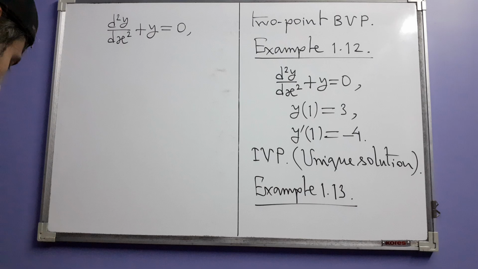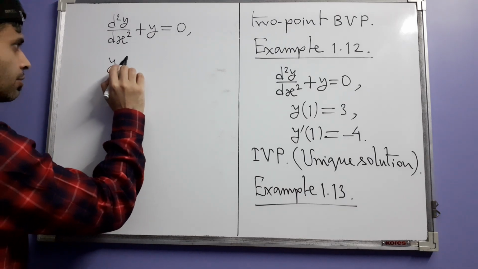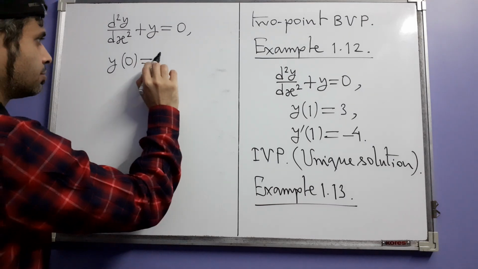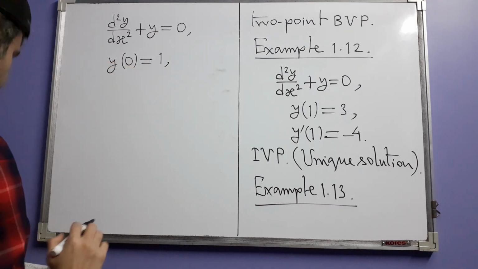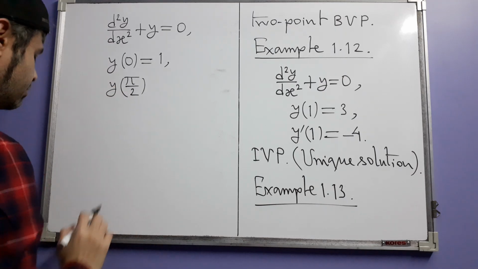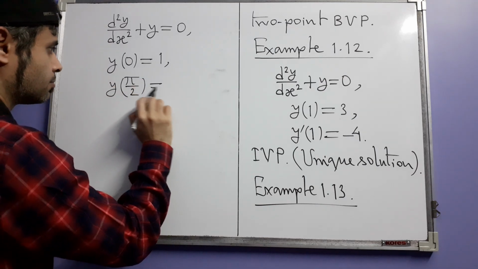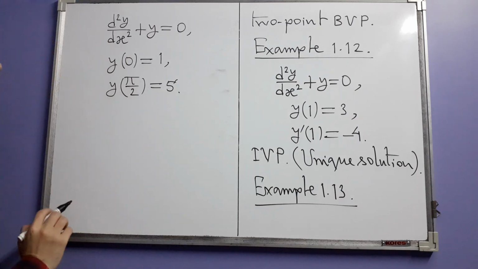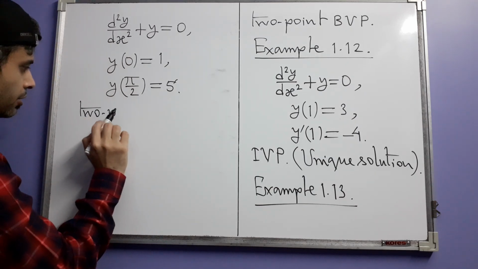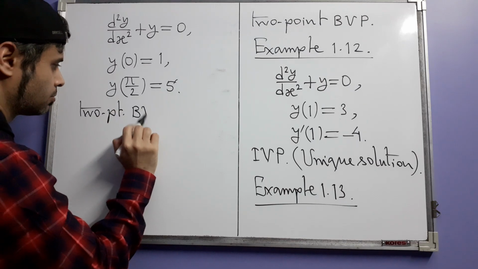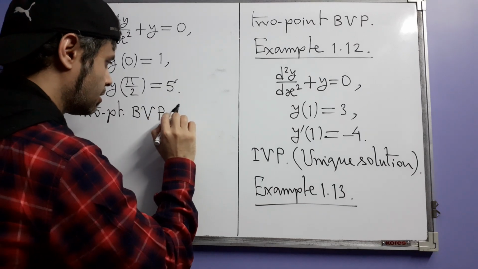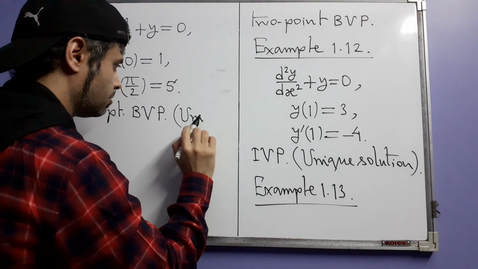However, here two values of the independent variable x are involved and they are present in the supplementary conditions, 0 and pi over 2. So this is not an IVP, this is a 2-point BVP. This also we will see later has a unique solution.